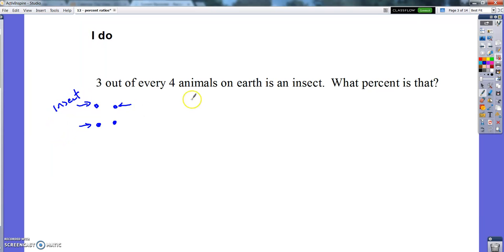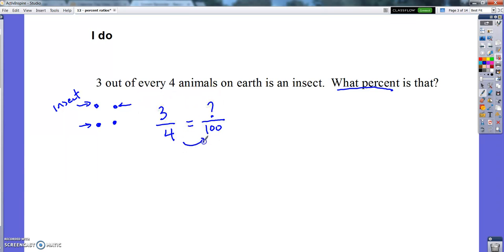Tons. So it's a simple ratio problem to calculate what percent that is. So we're going to say out of every 4 animals, 3 of them are insects, part to whole, part animals, whole animals, part to whole ratio. 3 out of every 4 is the same as, remember, a ratio out of 100. So it's kind of saying, well, if instead of having out of 4, we had 100 animals on Earth, how many of them would be insects? And it's a simple ratio to solve.